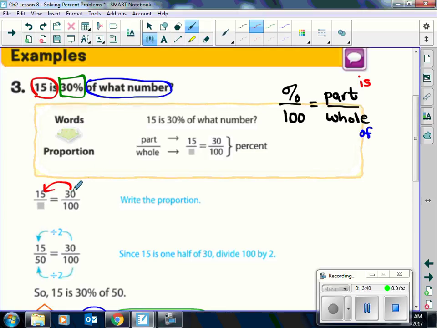So if I divide by 2 up in the numerator, what do you think I have to do down here in the denominator? We're going to also divide by 2. So 100 divided by 2 gives me 50. So 15 is 30% of 50.